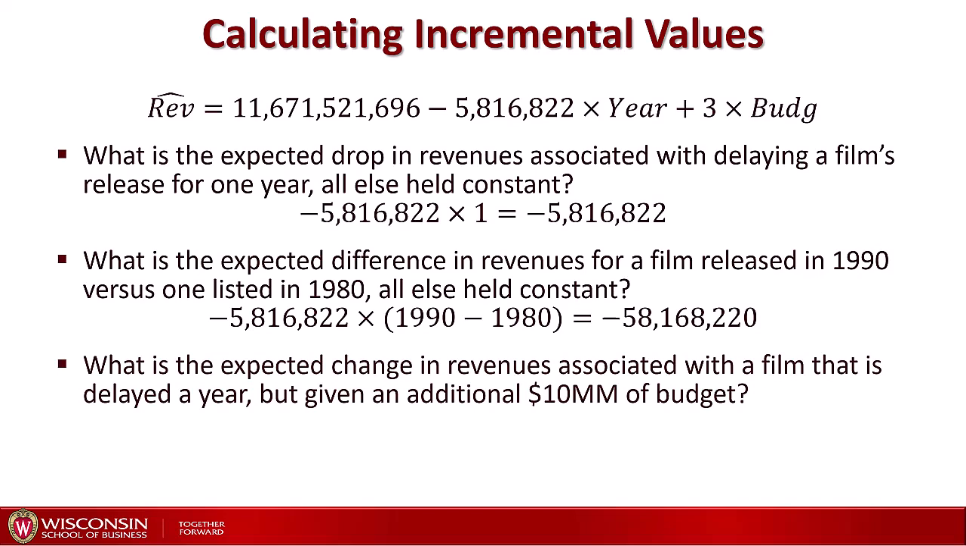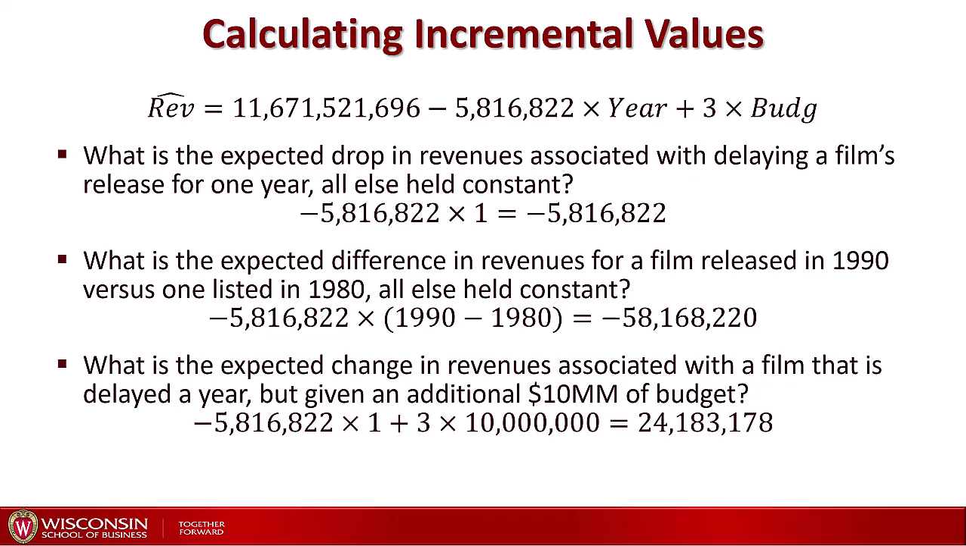Finally, what if both the year and the budgets are different? What is the expected change in revenues associated with a film that is delayed by a year, but also given an additional $10 million of budget? Now we have to look at both the coefficient for the year and the coefficient for the budget. Again, we put this 1 year difference and 10 million difference in the equation, and we find that the expected change is approximately 24 millions.